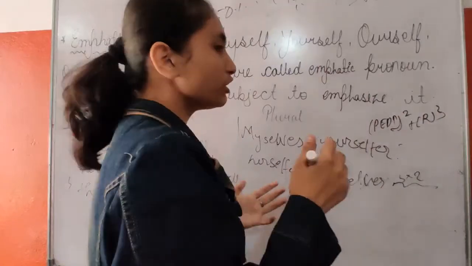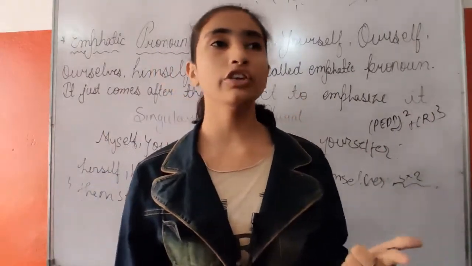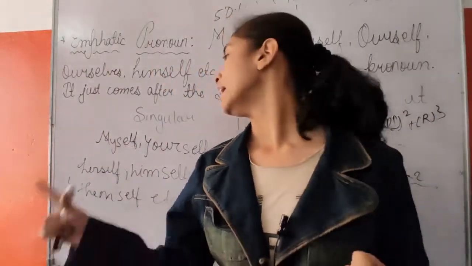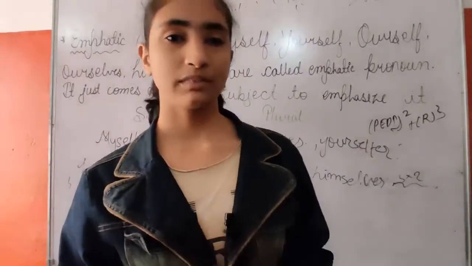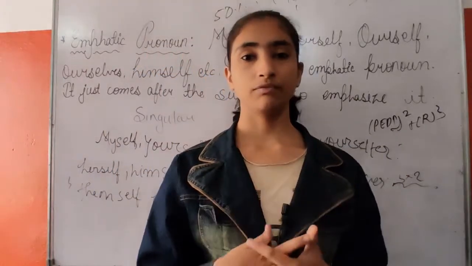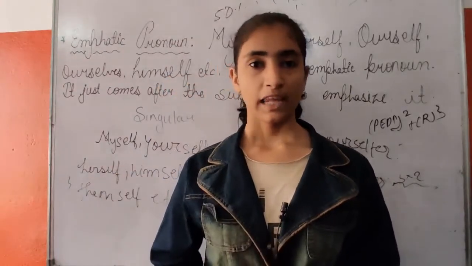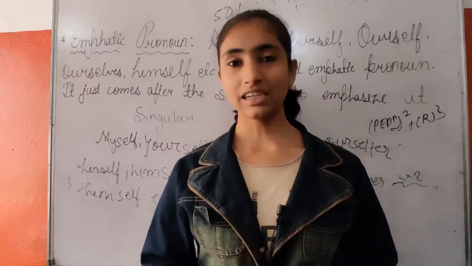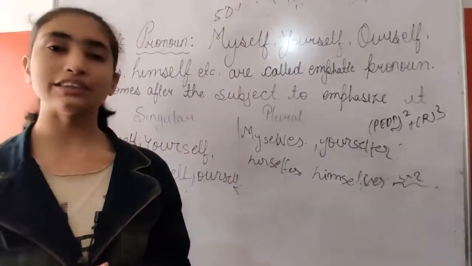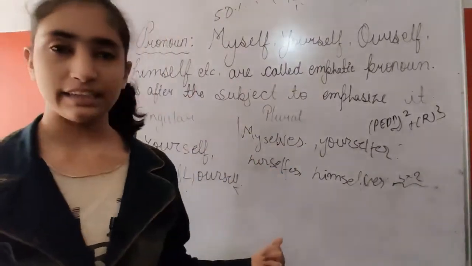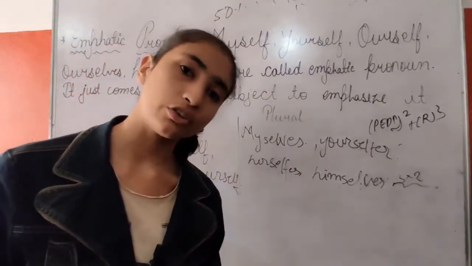But where to use these singular forms and the plural forms? When you use the singular forms, like myself, yourself, then you will use a singular subject: I myself will do this work. She herself is responsible for that. He himself is a quiet man. Right? But in plural, you're going to use a plural subject: we ourselves will support you.